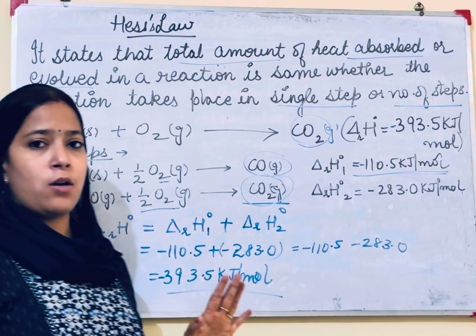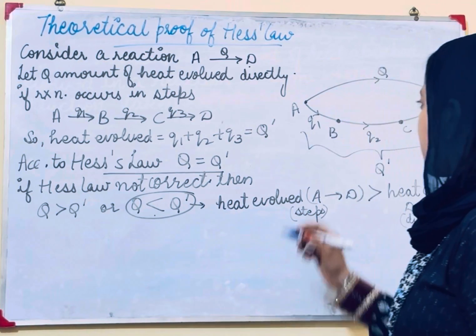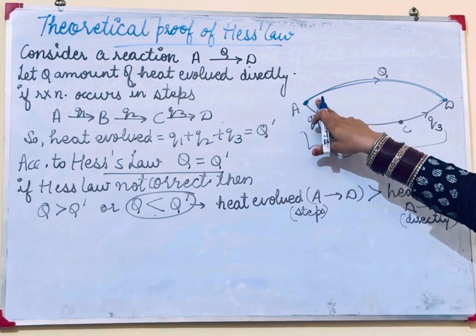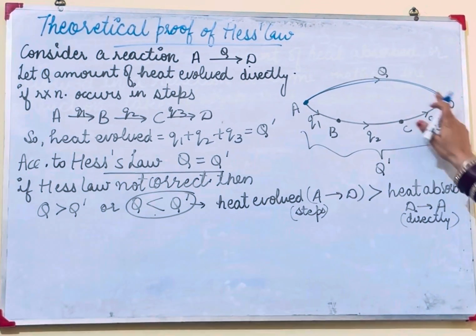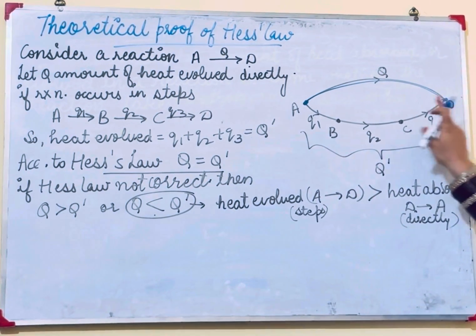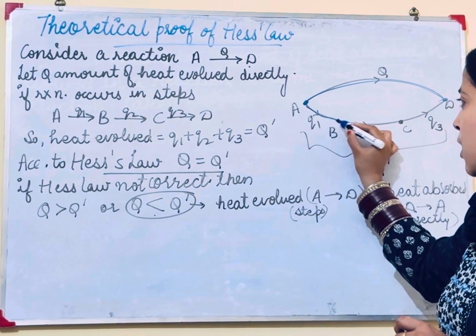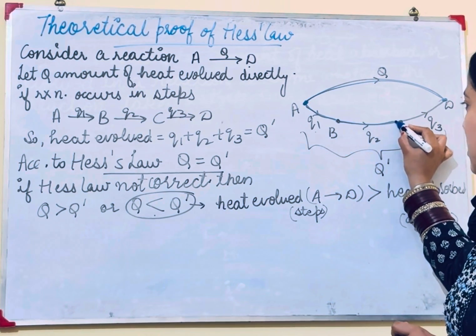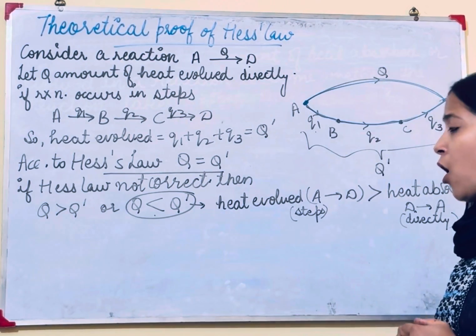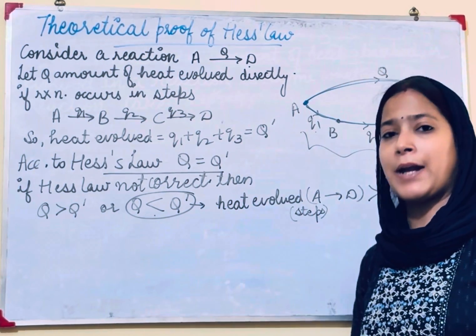This is Hess law. Now consider the theoretical proof of this Hess law. For this we will consider a reaction from A to D. If A is directly converted to D, then Q amount of heat is evolved. And if we talk about this reaction in a number of steps, first A is converted to B and Q1 amount of heat is evolved, B to C, Q2 amount of heat is evolved, and C to D, Q3 amount of heat is evolved. On adding, the total heat evolved is Q1 plus Q2 plus Q3, which is Q dash.